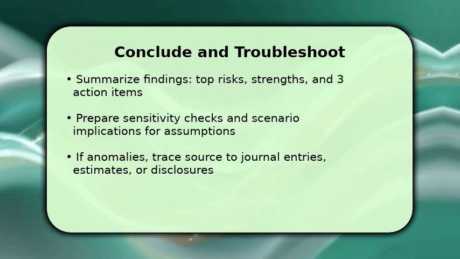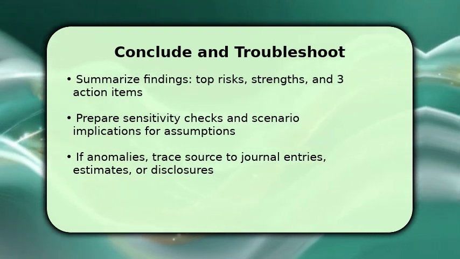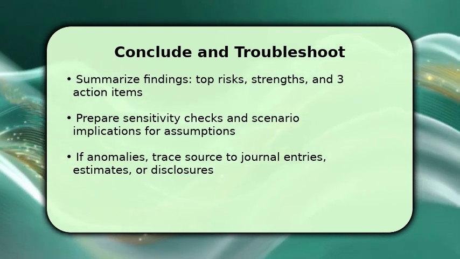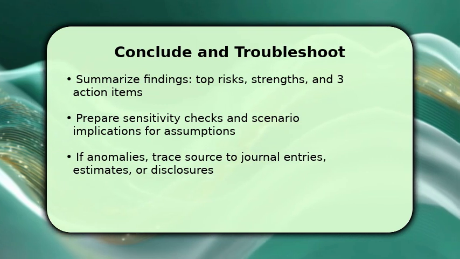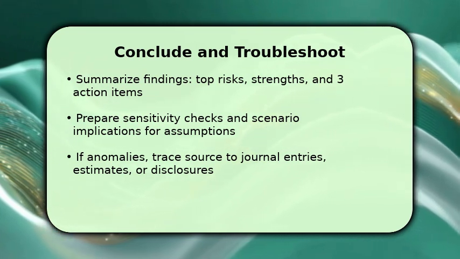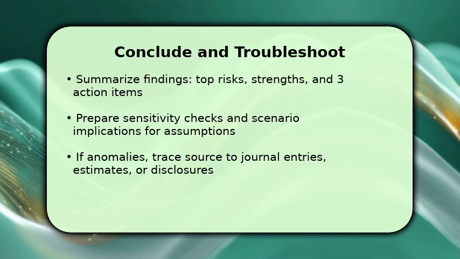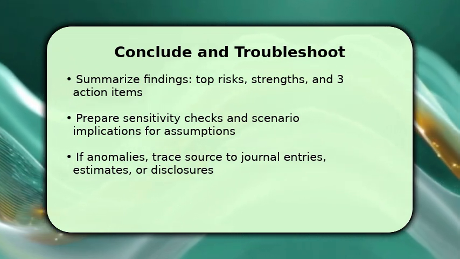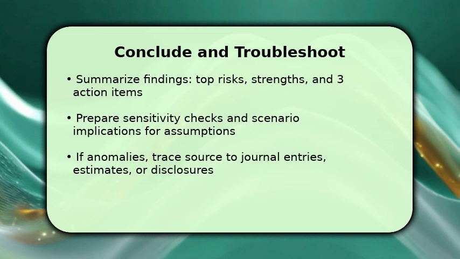Then run sensitivity checks or simple scenarios to test how assumptions affect results. This helps prioritize follow-up. If numbers look inconsistent, troubleshoot by tracing anomalies to specific journal entries, accounting estimates, or footnote disclosures. Often the issue hides in policy changes or one-off adjustments.